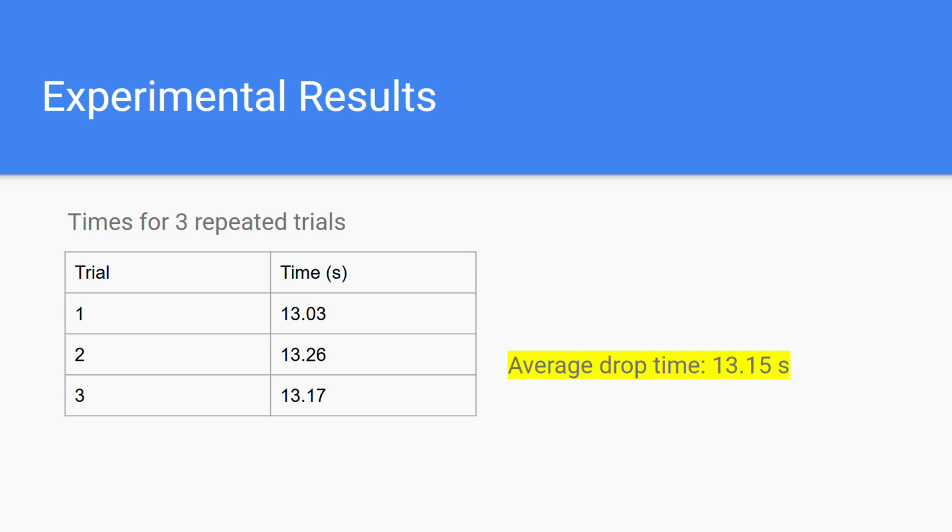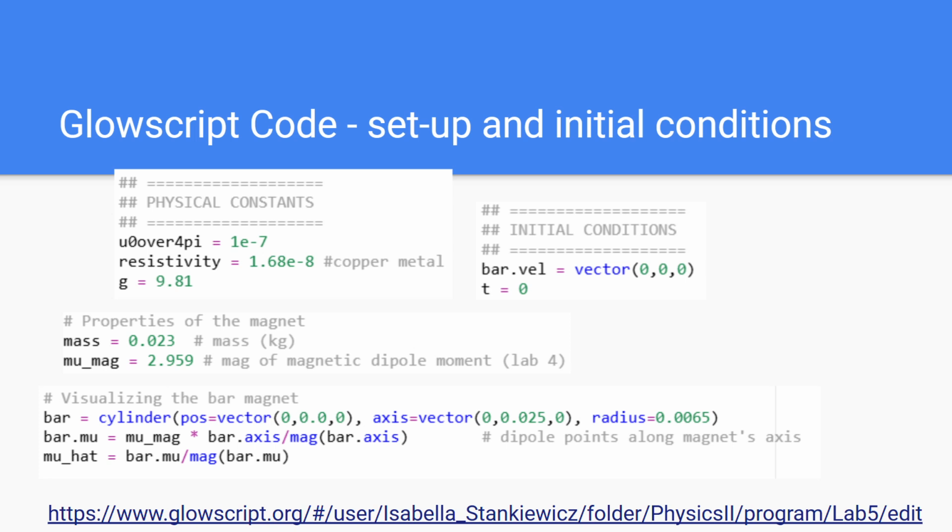So the results of this experiment: an average drop time of 13.15 seconds for 3 trials. Then here's a look at the GlowScript code. This slide details the setup and initial conditions.